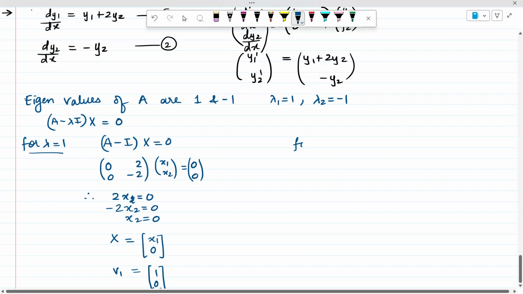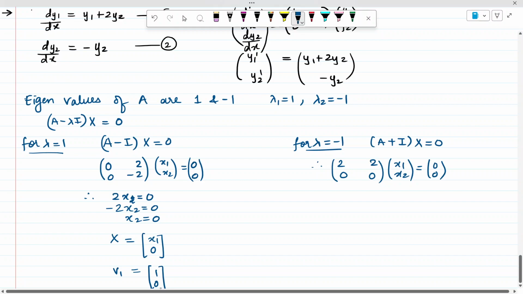Now for lambda equal to minus 1, we will have A plus I into x is equal to 0. So this time it will be 2, 2, 0 and 0 into x1, x2, giving us 0, 0.